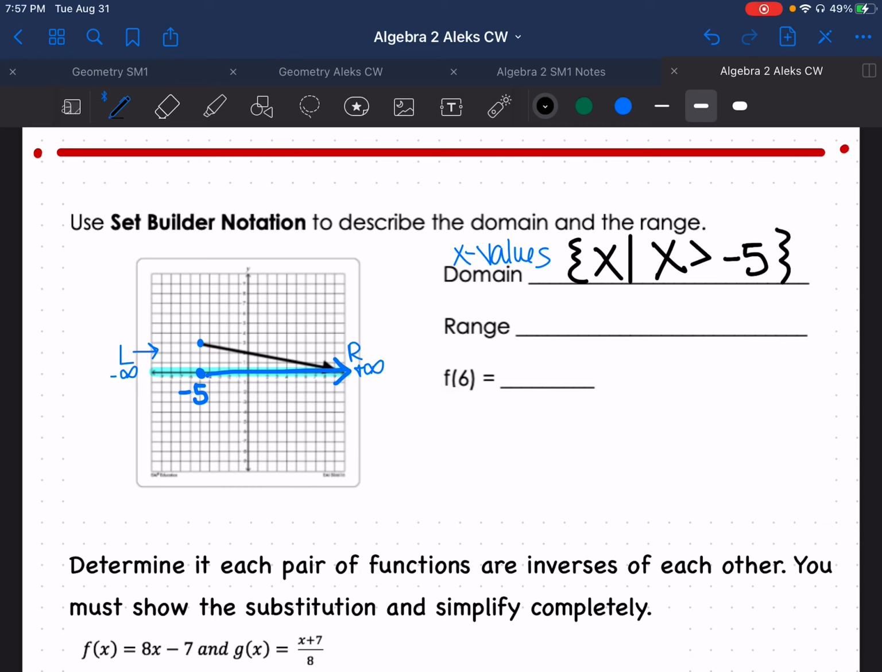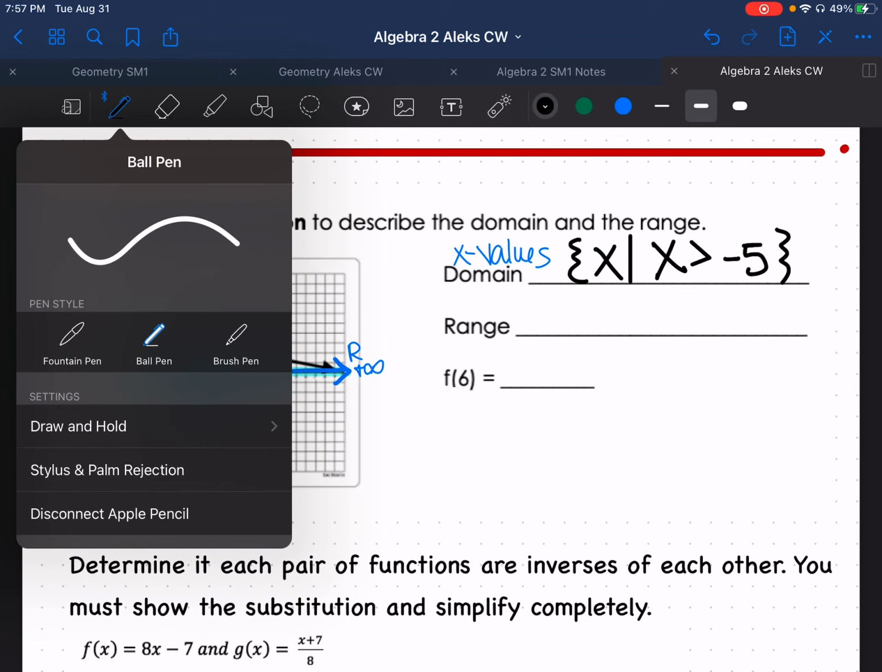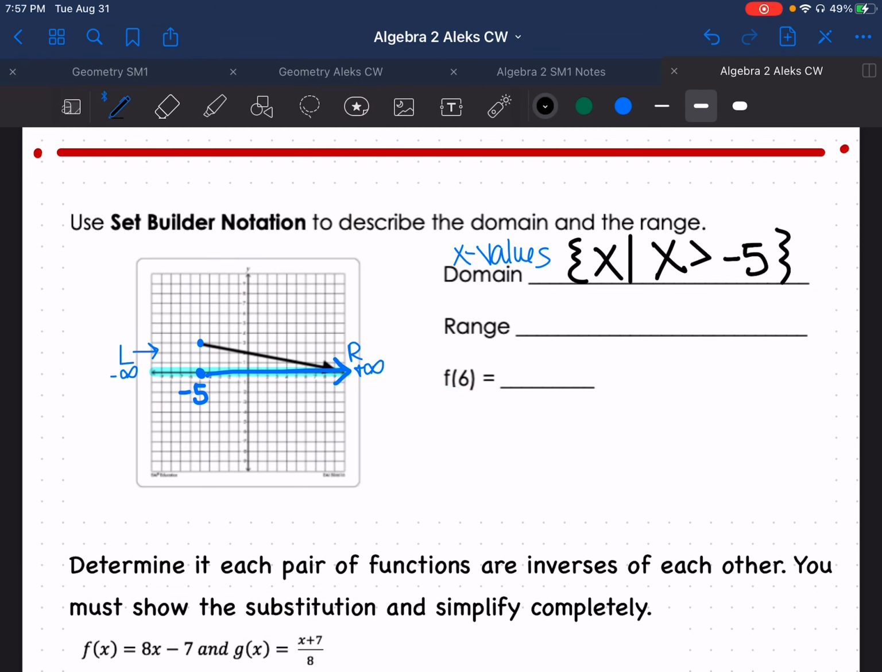If we were heading towards negative infinity, we were shading this way, then we would say less than. And of course, if we were doing less than, then the graph would have to look like this. Just a heads up. All right, the point at -5 is closed, so I need to make sure that I put the bar underneath. Then that's it.